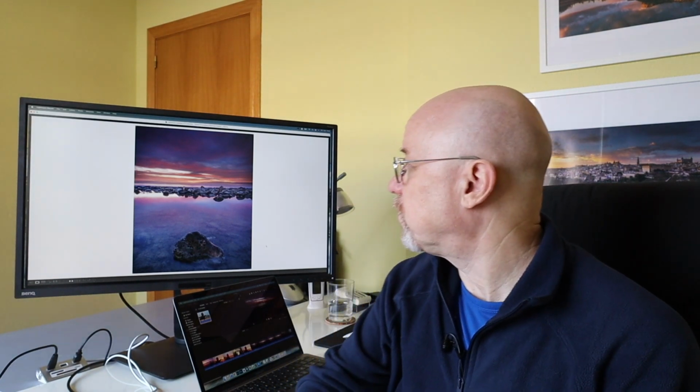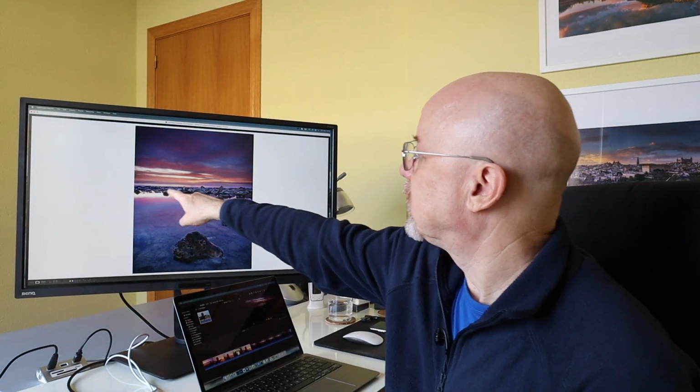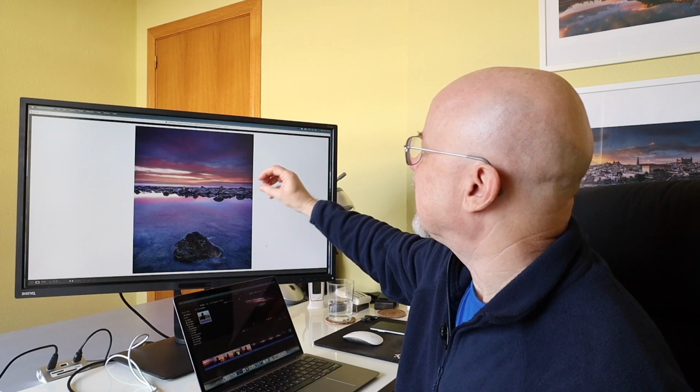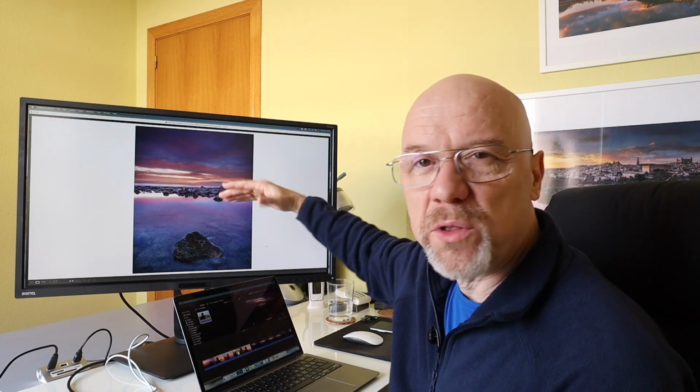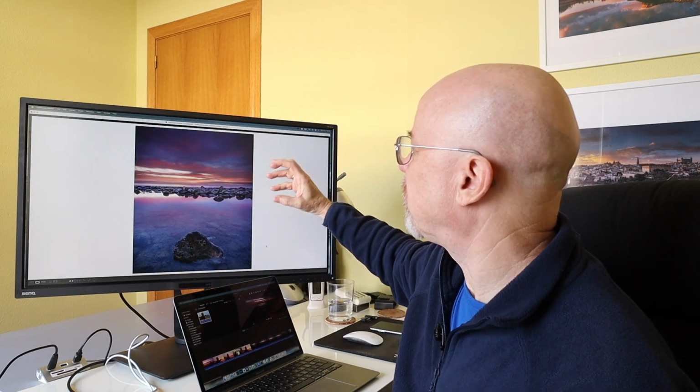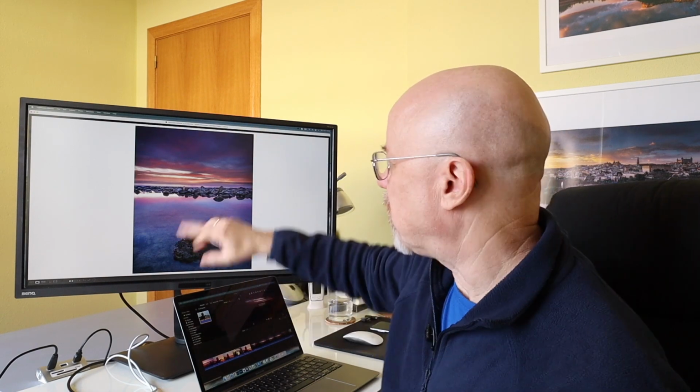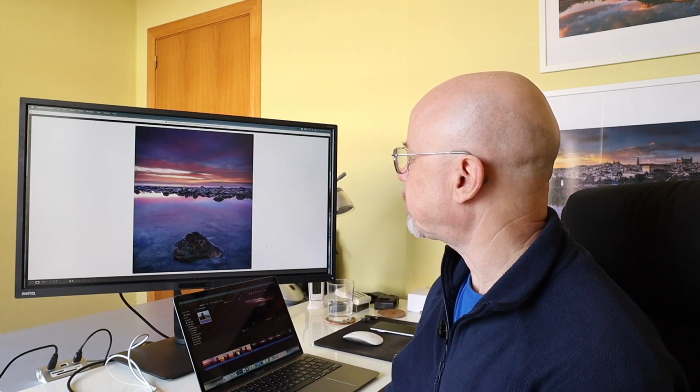So what's wrong with this image? Well, let's start off with this band of rocks across here. They're quite heavy, and they kind of block the scene in. They're not letting the eye flow through the scene as much as I would have liked.